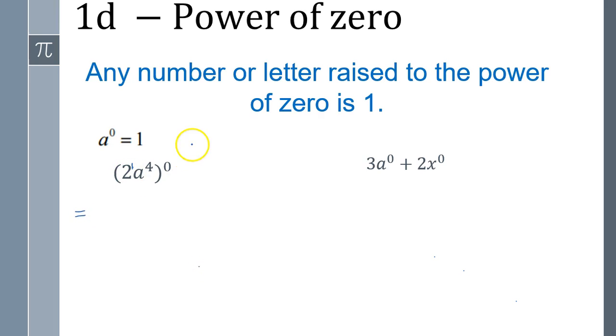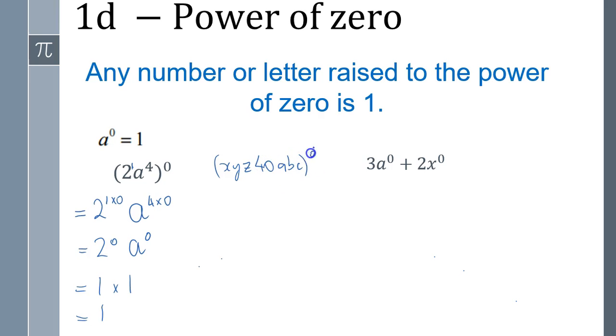And I'm going to raise powers to another power. So 2 to the power of 1 times 0, a to the power of 4 times 0. Okay, 1 times 0 is 0, so it's 2 to the power of 0, 4 times 0 is 0, a to the power of 0. Now, anything to the power of 0 is 1 according to our formula sheet. So 2 to the power of 0 is 1 times a to the power of 0, which is 1, which gives it all 1. Okay, so you could have brackets with 40,000 different terms. If it's raised to the power of 0, it's going to be 1. That 0 applies to everything in the bracket.